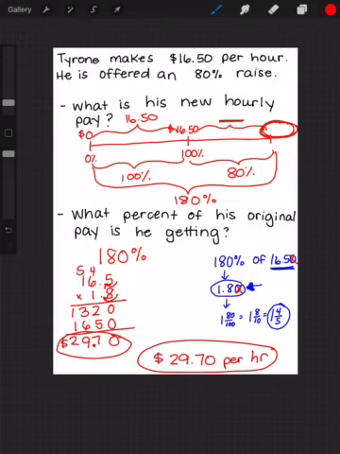But you see what I did? I figured out, okay, I need 180%. That was the big decision I had to make. What's the percent that I'm trying to figure out? Once I figure that out, then I can say, okay, well, this is my decimal version. This is my fraction version. Which one do I want to multiply by? Okay, I got to choose for that one.